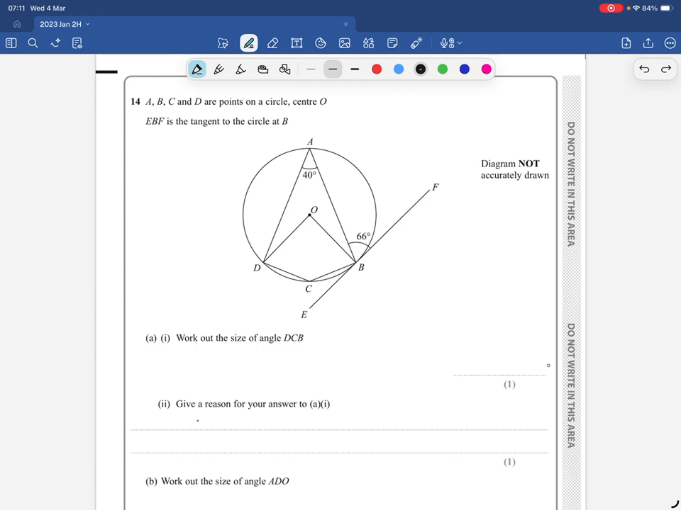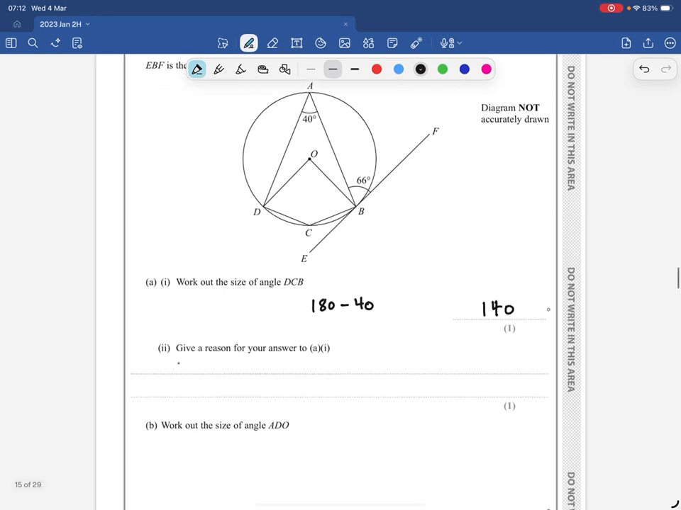Okay, so it's asking me in the second part, give me a reason. Quite often they ask you to give reasons. The first one just wants the answer. So I'm going to just make sure I put that down, 140. And that looks right, even though it's not accurately drawn. It's clearly an obtuse angle.